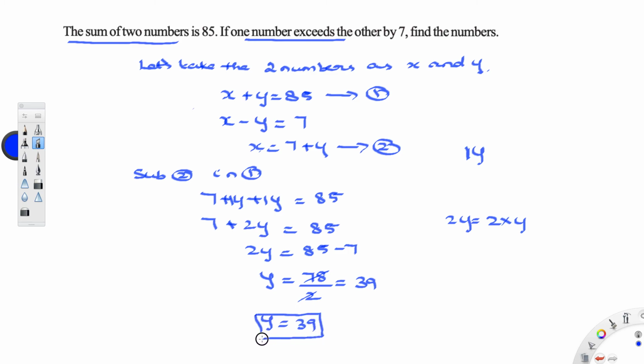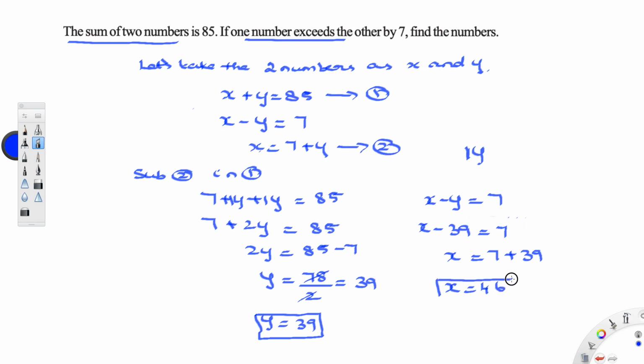So use any one of the equations and find the variable x. So we will find variable x using this equation: x minus y is equal to 7. So x minus 39 is equal to 7. So x is equal to 7 plus 39. So x is equal to 46. So now we found the other variable x. So the numbers are 46 and 39.